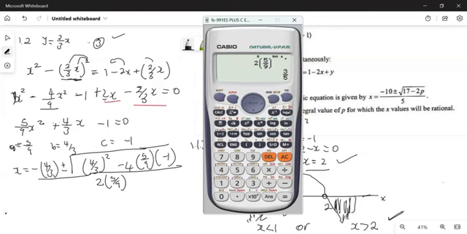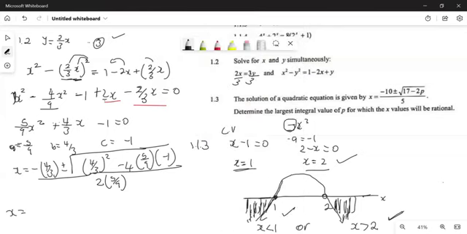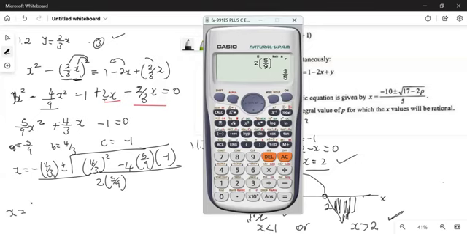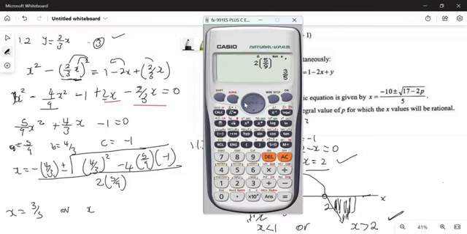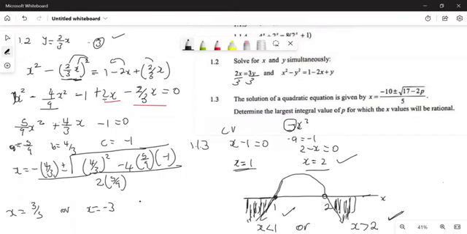Okay, the first value that we get, it says X is going to be equal to, did you get the same value? Yes, we get 3 all over 5. And the other one, what did you get? If we put minus here, we get X is going to be equal to -3. Okay, what do we do after this?